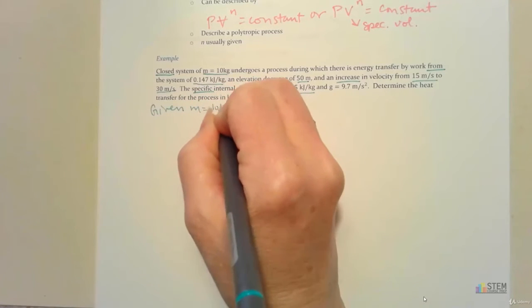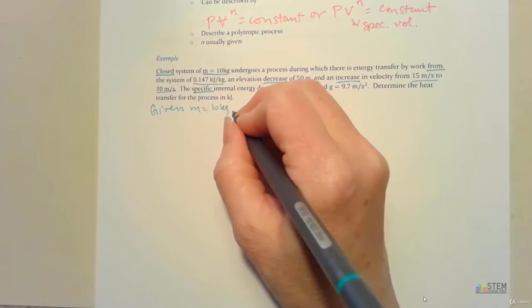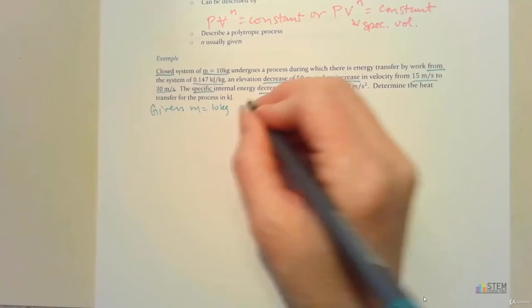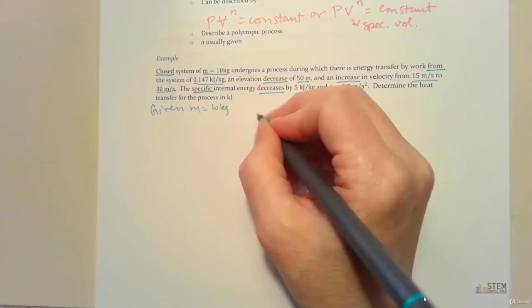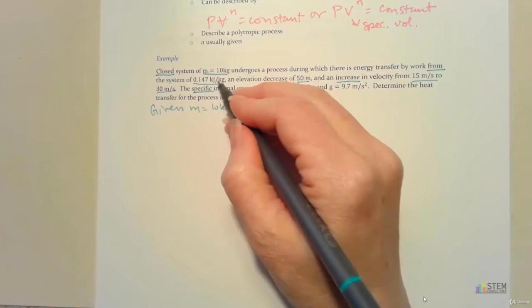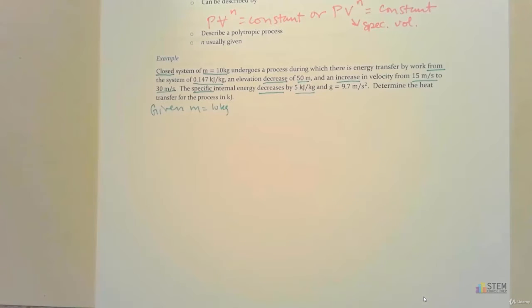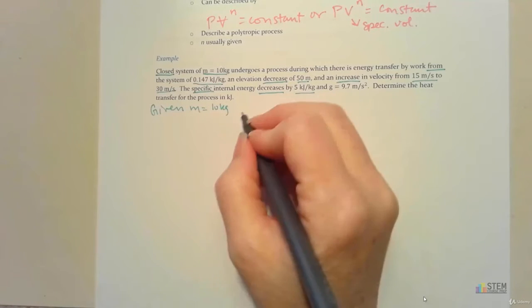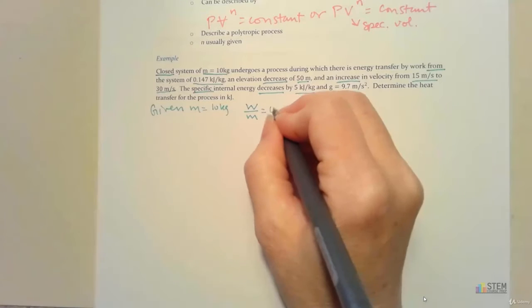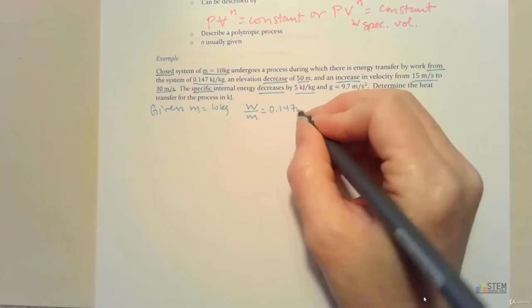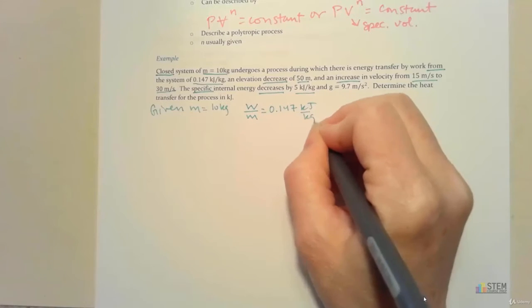So the mass is going to be 10 kilograms, and our work, which is given to us, is 0.147 kilojoules per kilogram. Now look at these units here. We got kilojoules per kilogram. Usually work is given in just kilojoules, right? That's what we've seen so far. Now it's per kilogram. So that means what they gave you is work per mass. So now we've got W over m, and that's going to be 0.147 kilojoules per kilogram.